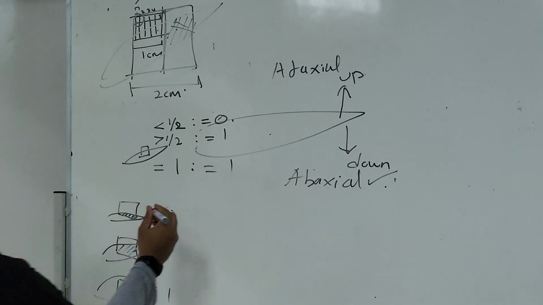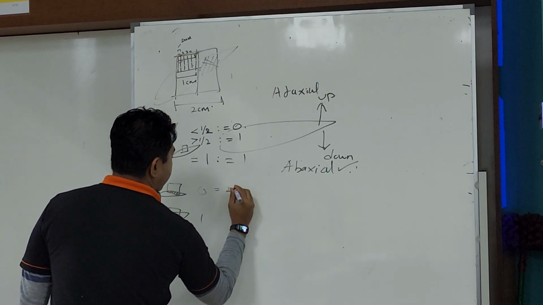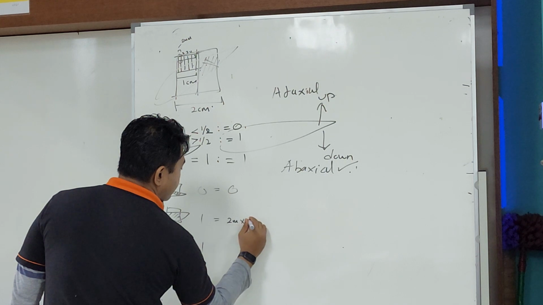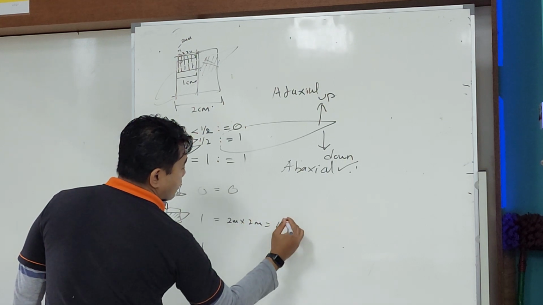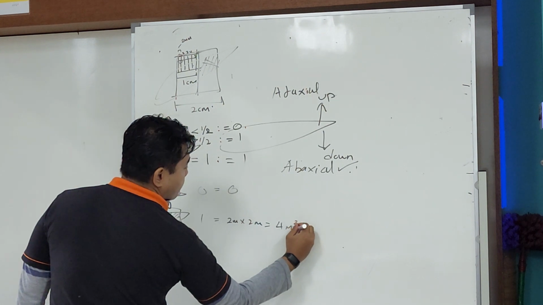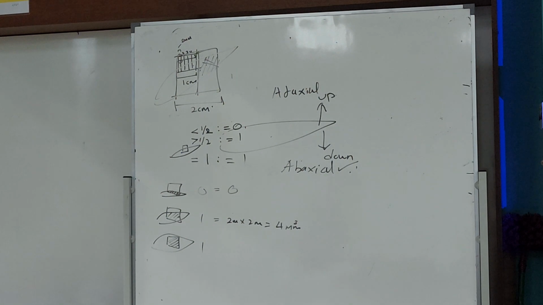So now you get your 2 mm by 2 mm, which is 4 square millimeters. That's the smallest square in here. So there are 3 types of squares: the smallest square, the medium square, and the big square.